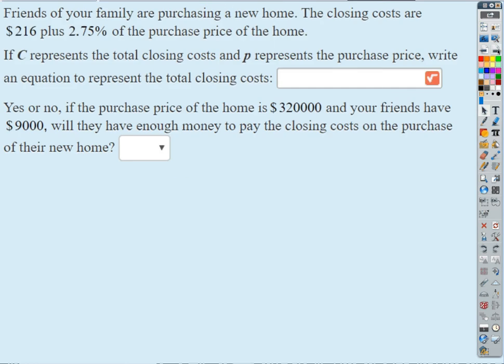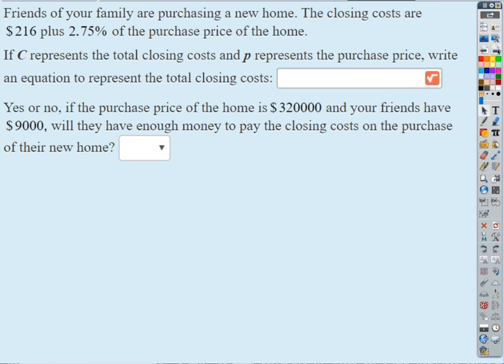No problem. Okay, last two are just these word problems. Let's just rip through a couple of these real quick, and then you can have the rest of the period to study for the test, get stuff taken care of. So here we got this friends of your family are purchasing a new home. The closing costs are $216 plus 2.75% of the purchase price of the home. So I'm telling you what the variables are in this case. If C represents the total closing costs and P represents the purchase price, write an equation to represent the total closing costs.